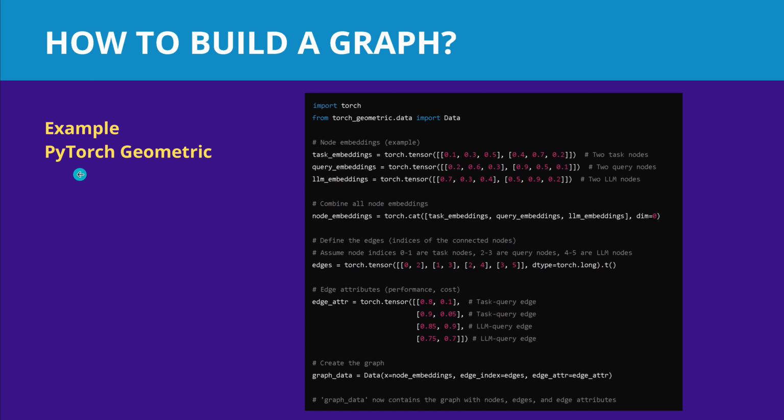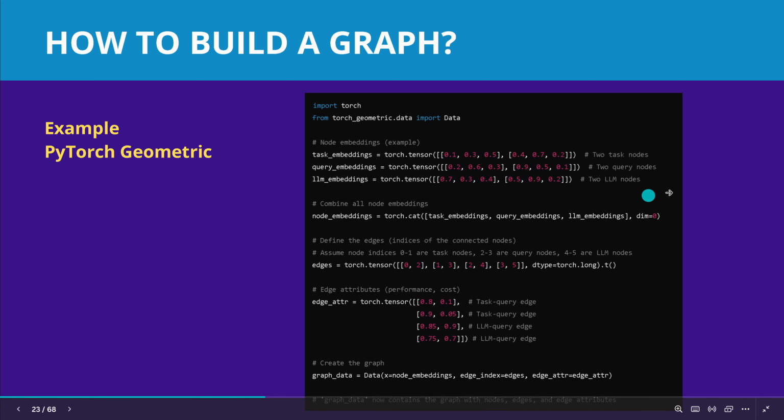And I show you here PyTorch Geometric examples. Import torch geometric here. We have now our tensor structure for the task nodes, a tensor structure for the query nodes, and a tensor structure for the LLM nodes. We have the embeddings, we combine them, we have the edges, and we create our graph data here. You see, just some lines of code.